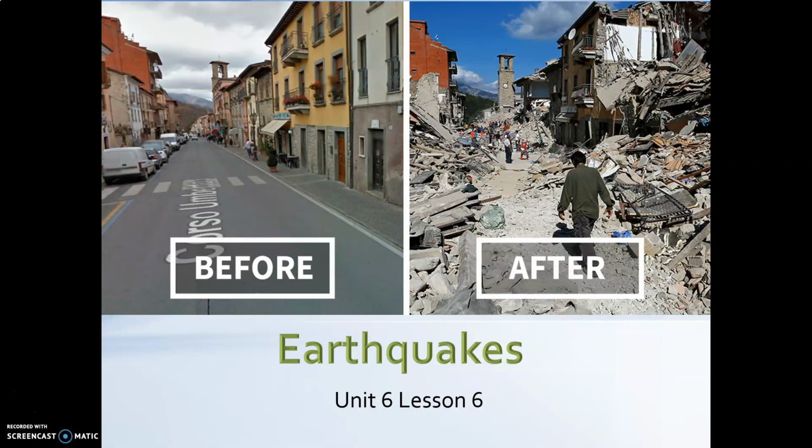Today we're going to talk about earthquakes. In this first picture on the left, you'll notice that the town is just normal, nothing's happened. In the picture on the right, it's clearly an after picture, after the earthquake has happened, and clearly there was some major devastation that occurred. Interestingly enough, the bell fell in the bell tower, but the tower stood standing.